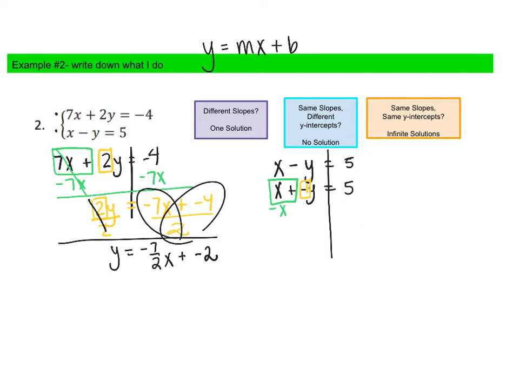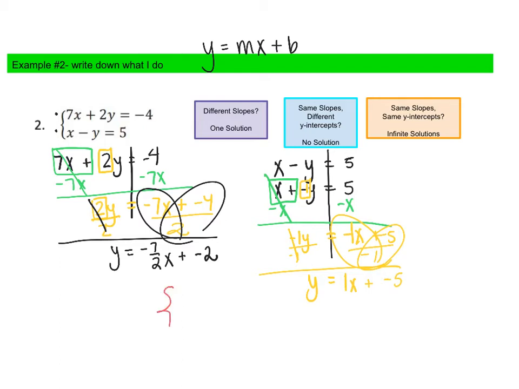So I'm going to take away 1x from both sides. I'm left with negative 1y equals negative x plus 5, and you can put a 1 there if you want. From there, I got to get y by itself, so I divide by my coefficient of negative 1. And I'm left with y equals, well, what's negative 1 divided by negative 1? Positive 1. What's 5 divided by negative 1? Negative 5.